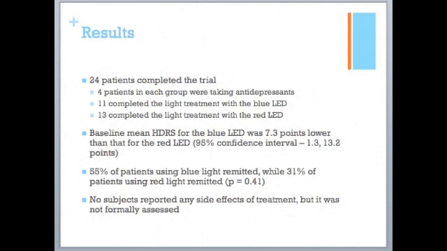This study resulted in 24 patients completing the trial. 4 patients in each group were taking antidepressants. 11 completed the light treatment with the blue LED, and 13 completed the light treatment with the red LED. Baseline mean HDRS for the blue LED was 7.3 points lower than that for the red LED. 55% of patients using the blue light remitted, while only 31% of the patients using the red light remitted. No subjects reported any side effects to the treatment, but this was not formally assessed.